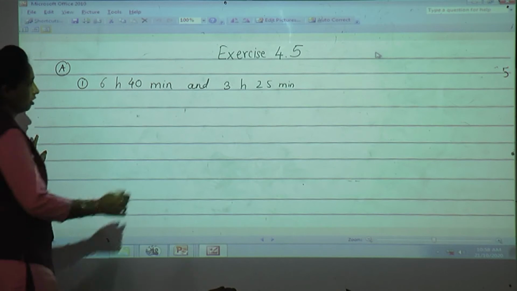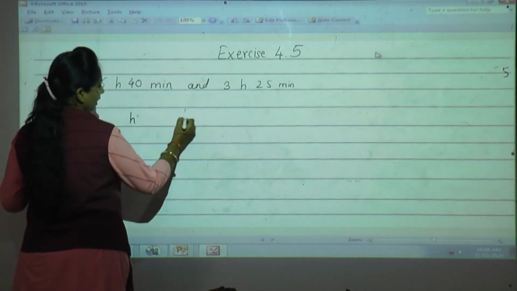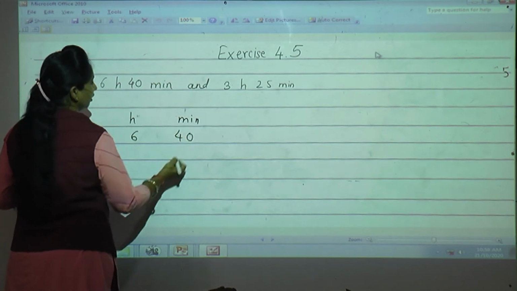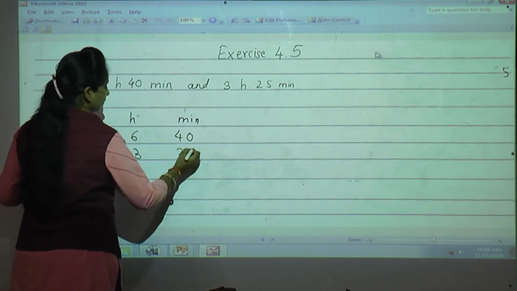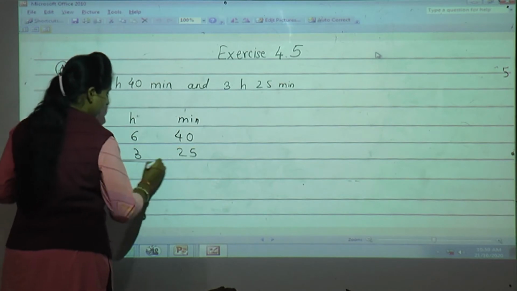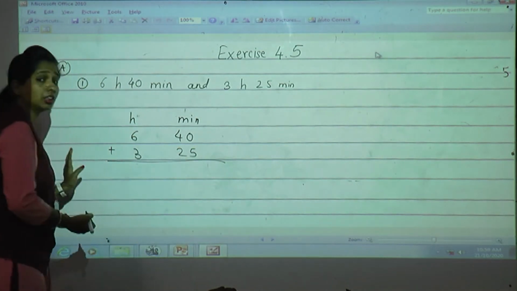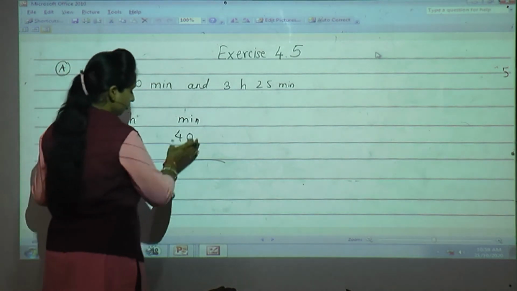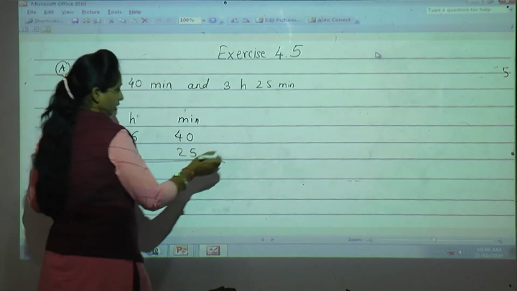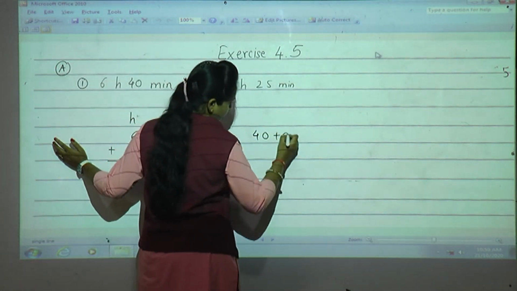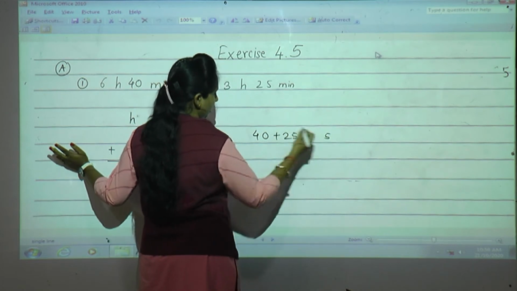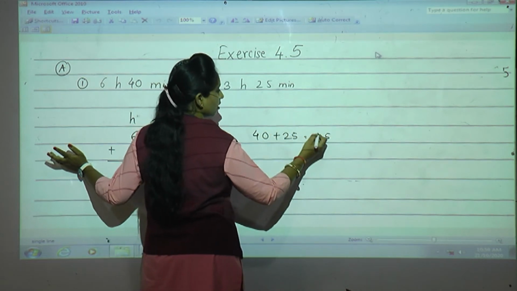First I'll arrange hours and minutes here. How many hours? 6 and 40, 3 hours and 25. Addition, they said, add. Okay, find the total. What is the question? Find the total time. Total means we have to add. Okay, here we need to add minutes first. So here we'll do 40 plus 25. 5 plus 0 is 5. 4 plus 2 is 6.